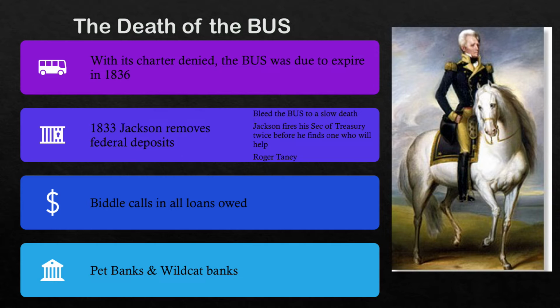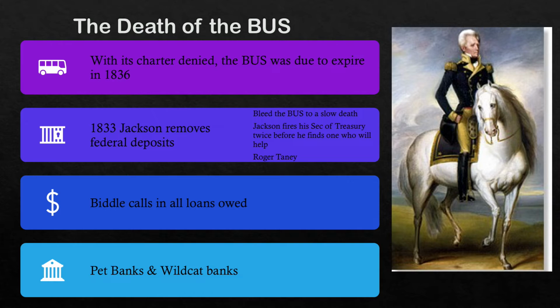Now, so that you understand, the number one customer of the bank was the federal government. All that tariff money, tax money on whiskey and other domestic products, millions of dollars at that time period, is going into that bank to support that bank. And he says, let's bleed the bank to a slow death. Well, the problem is this isn't constitutional. Only Congress can do this.